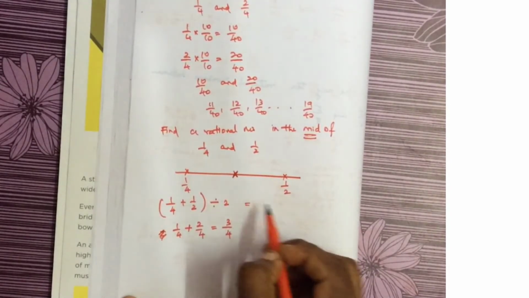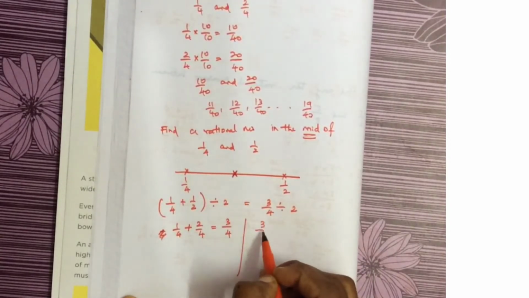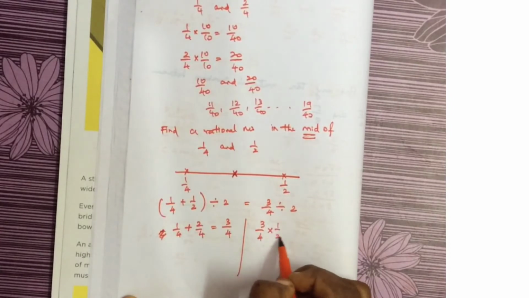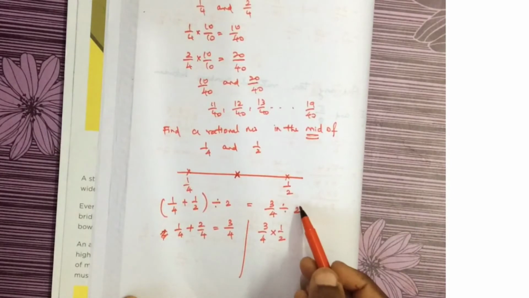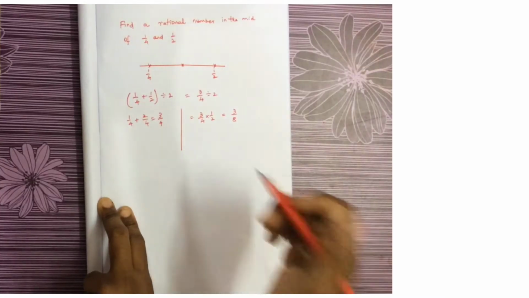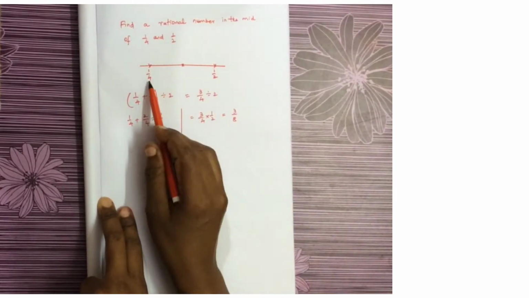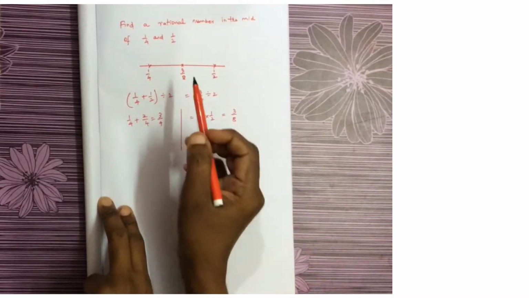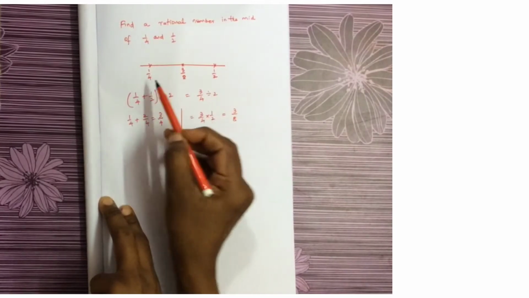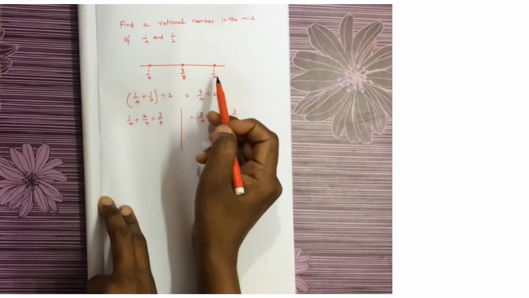Now we have to divide this 3 by 4 by 2. Okay. So 3 by 4 multiplied by 1 by 2. For division, if you want to convert to multiplication, you have to take the reciprocal of this, put a multiplication, and for 2 you have to write 1 by 2. That is equal to 3 by 8. So the rational number in the midpoint of 1 by 4 and 1 by 2 here is 3 by 8. Okay. So you have to find the mean of these two numbers, divide by 2, and you will get a rational number that is in between 1 by 4 and 1 by 2.